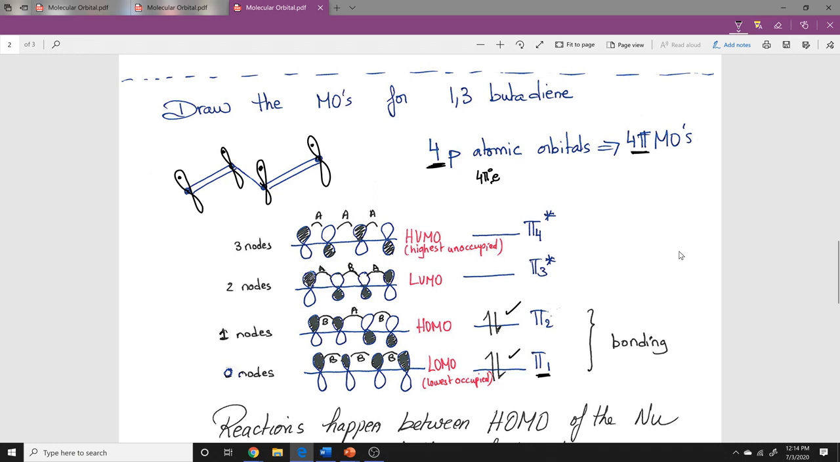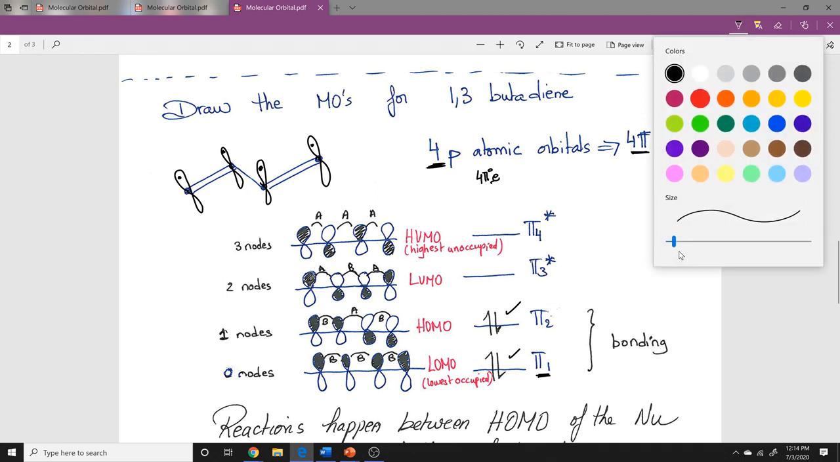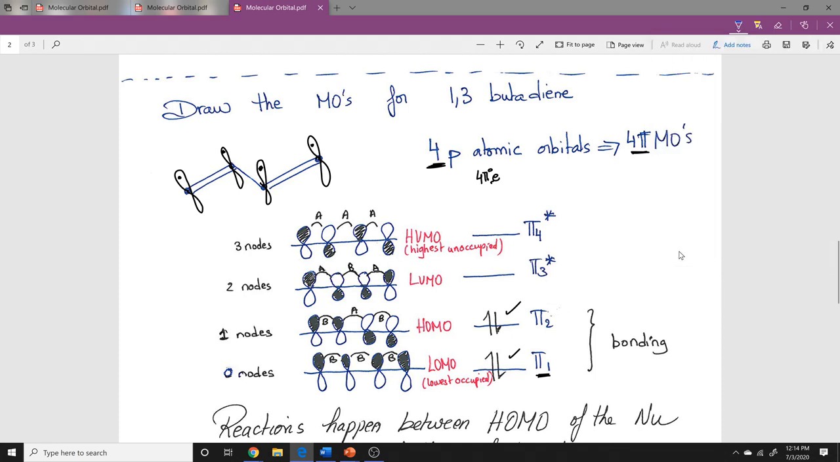So now we want to figure out for the butadiene, where is our highest occupied molecular orbital? The highest occupied molecular orbital definition is it's the highest molecular orbital that is filled, it doesn't have to be completely filled, but it's the highest one that has electrons in it. Now the highest occupied molecular orbital that has electrons in it is pi 2. This is the highest molecular orbital that has electrons. So this is going to be pi 2, so I'm going to label it highest occupied molecular orbital.